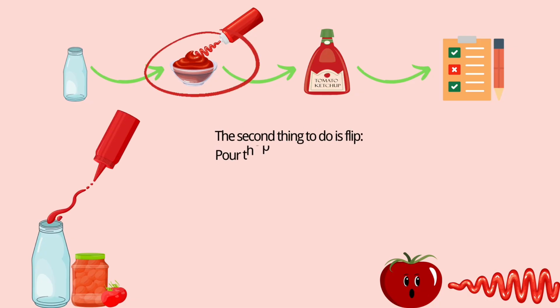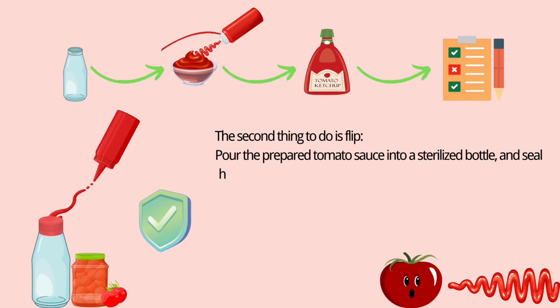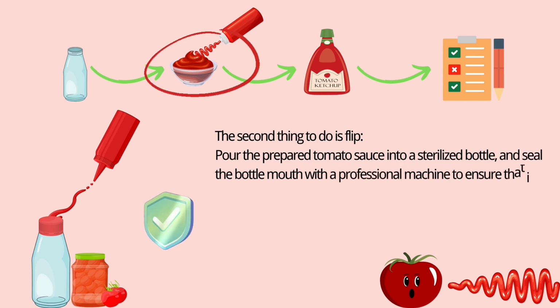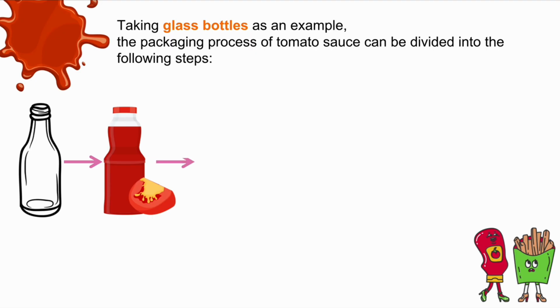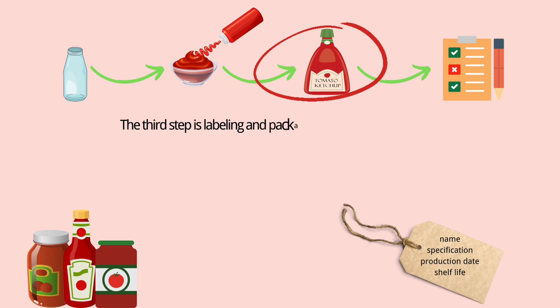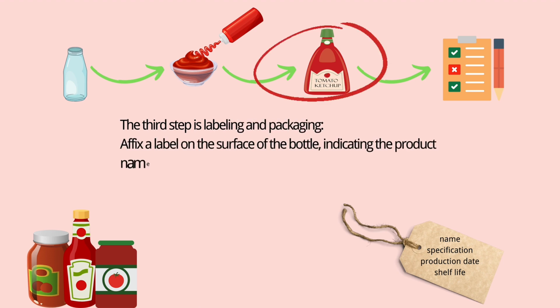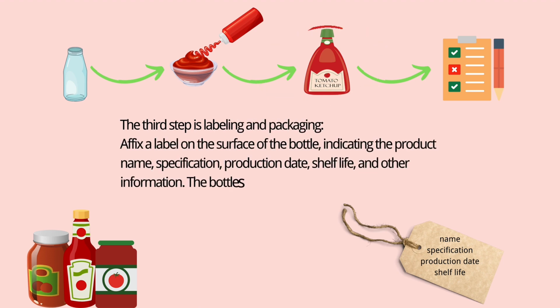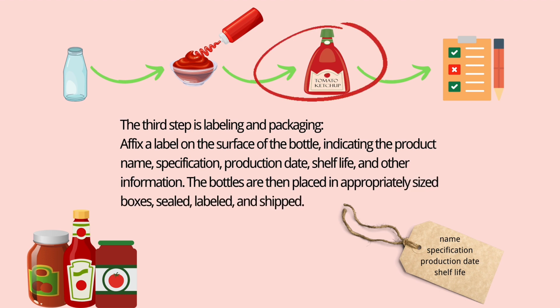Pour the tomato sauce into a sterilized bottle and seal it with a professional machine to make sure it doesn't leak or spoil. Step 3. Label and package. Label the surface of the bottle, indicating the product name, specifications, production date, shelf life, and other information. The bottle is then placed in a properly sized box and sealed, labeled, and shipped.